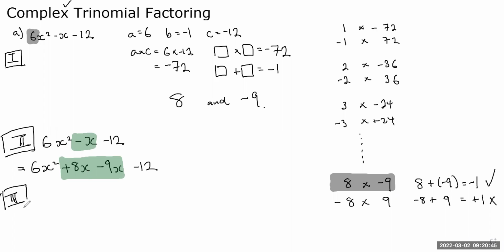Step 3. Take the first 2, take the last 2, and group them, and have a plus in between. Do not forget that plus. So let me write it out. We have positive 6x squared, positive 8x, plus a negative 9x minus 12. Yes?